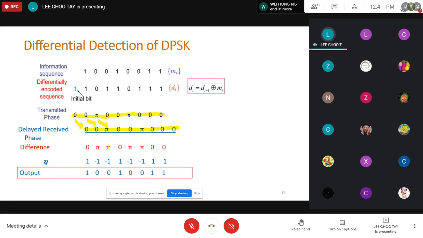Pi and 0 is pi. 0 and pi is also pi. So they show you the difference in the two phase angles. And the output y will depend on whether the difference is 0 or pi. Cosine of 0 will give you a 1, cosine of pi will give you -1, and so on. Then you pass y through the comparator. A positive value will give an output of 1, a negative value will give an output of 0. So you can see whatever we transmitted previously is now received correctly here.